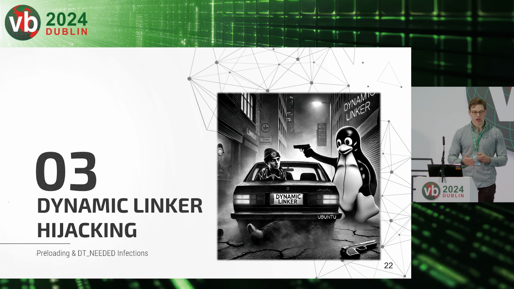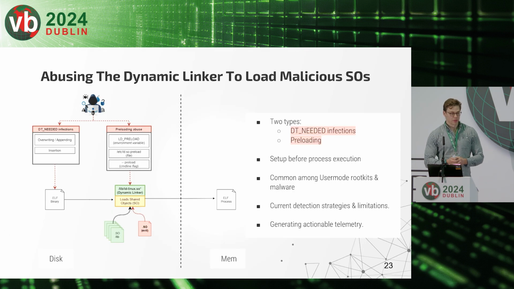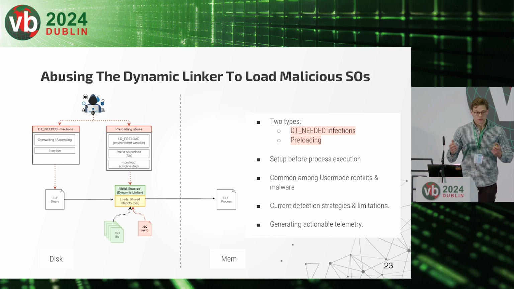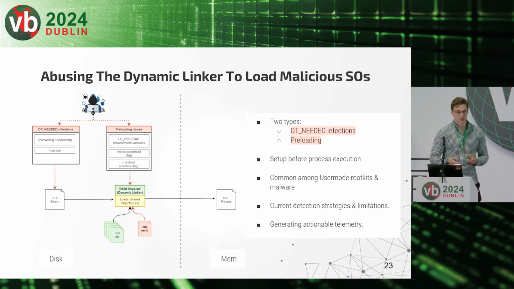So let's kick off with the first two techniques, and these involve abusing the dynamic linker. I'll be covering two techniques here, DT_NEEDED infections and preloading abuse, which is common amongst usermode rootkits. These both require intervention prior to a process being executed, so typically an attacker will target a group of processes or every process launched on a system. I'm going to talk to you briefly about how you might detect these and build better detection telemetry.